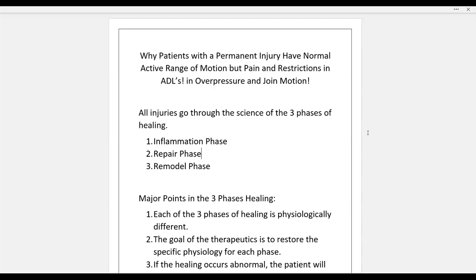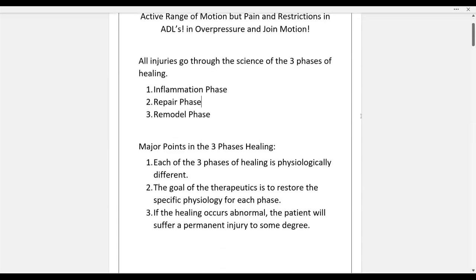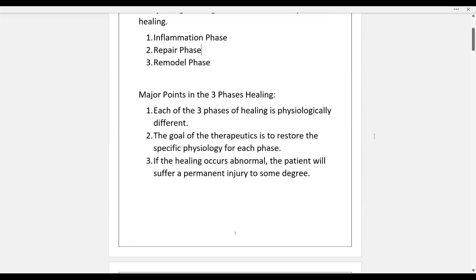All injuries go through three phases of healing. Of course, you know that: the inflammation, repair, and remodel phases. These are major points in the three phases of healing. Each of the three phases of healing is physiologically different. The goal of the therapeutics is to restore the specific physiology of each phase. And if the healing occurs abnormally, the patient will suffer a permanent injury to some degree.